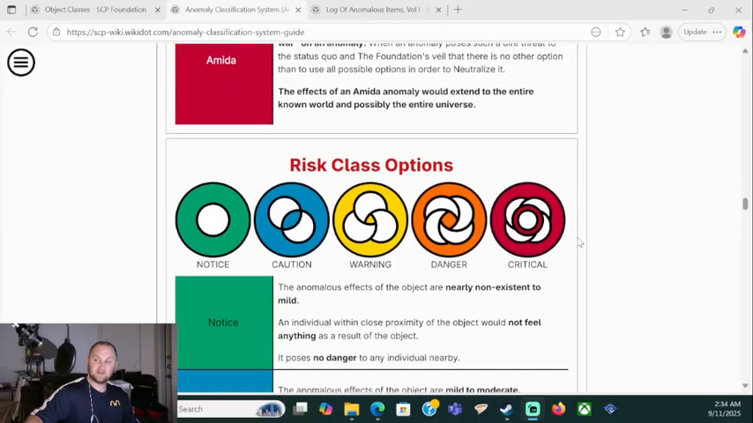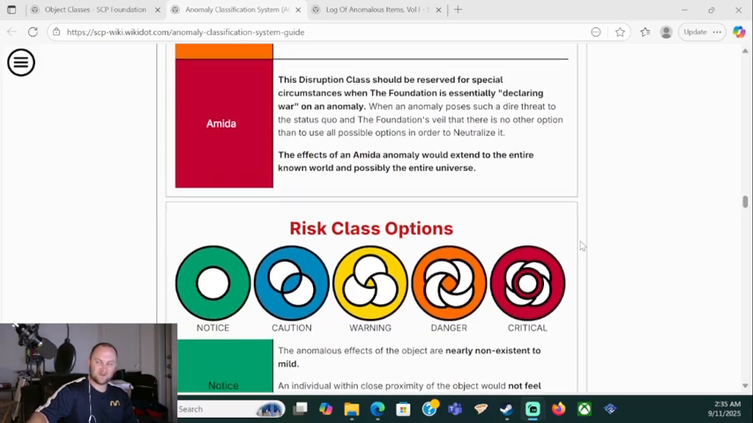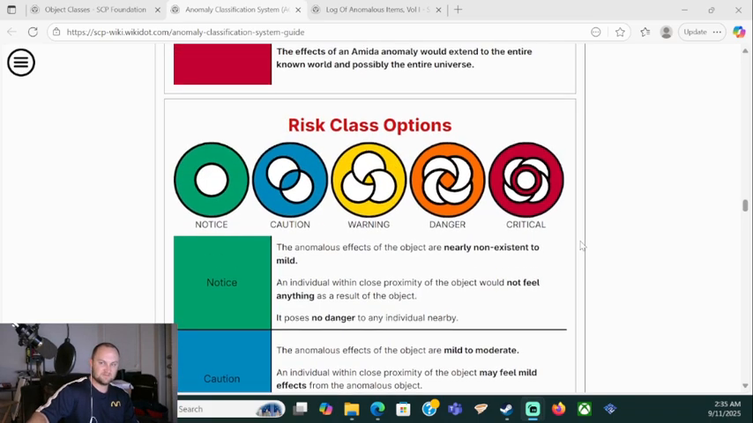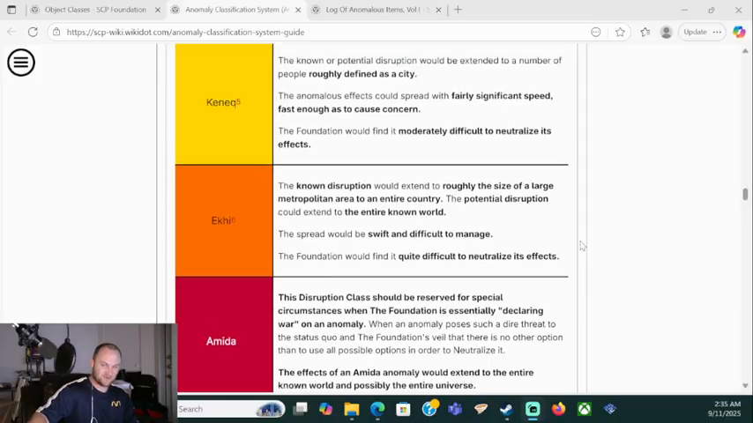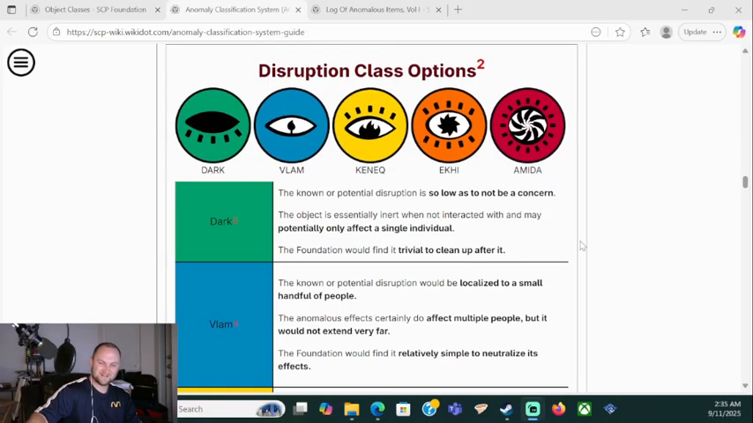Whereas something like a disco ball that, when acted upon in a certain way, causes hallucinations to literally everyone on Earth at once, would have a very high disruption class, but wouldn't necessarily be technically very dangerous. So it would have something like a caution level risk class, but the disruption class would probably be something like Ekhi because it would be very hard for the Foundation to clean up something like that.